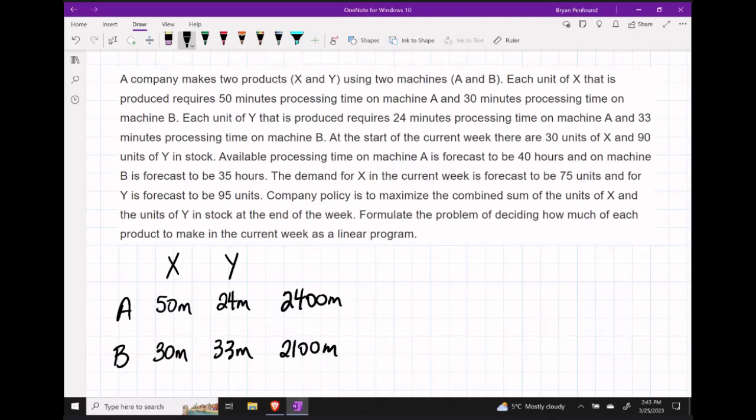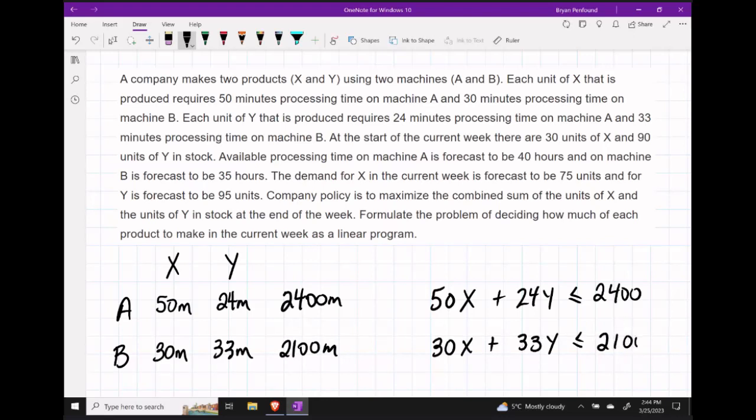Looking at the table that we have written down, this leads us to our first two constraints. We know that for machine A, every unit of X that goes through requires 50 minutes, and we know that every unit of Y passing through is going to require 24 minutes. We want to make sure that we don't go over our allocated time of 2,400 minutes. Similarly, for machine B, we know that X is going to require 30 minutes, we know that Y is going to require 33 minutes, and we can't go over our allocated time of 2,100 minutes.